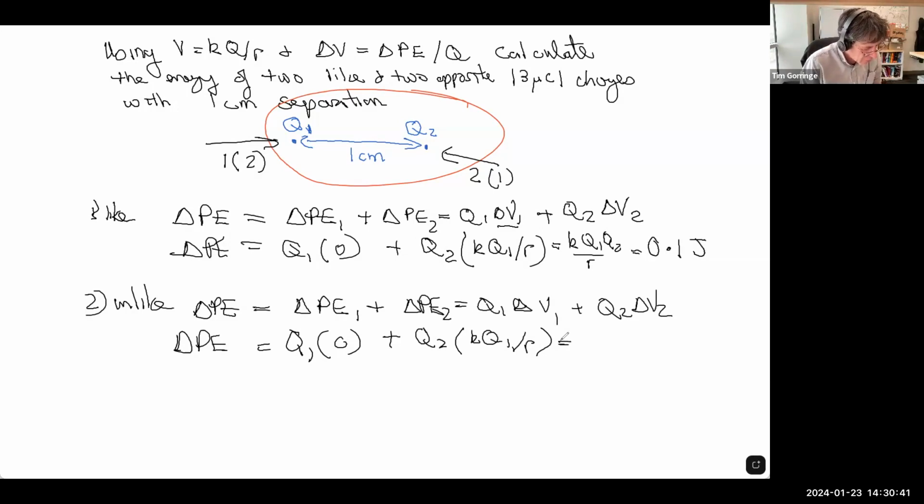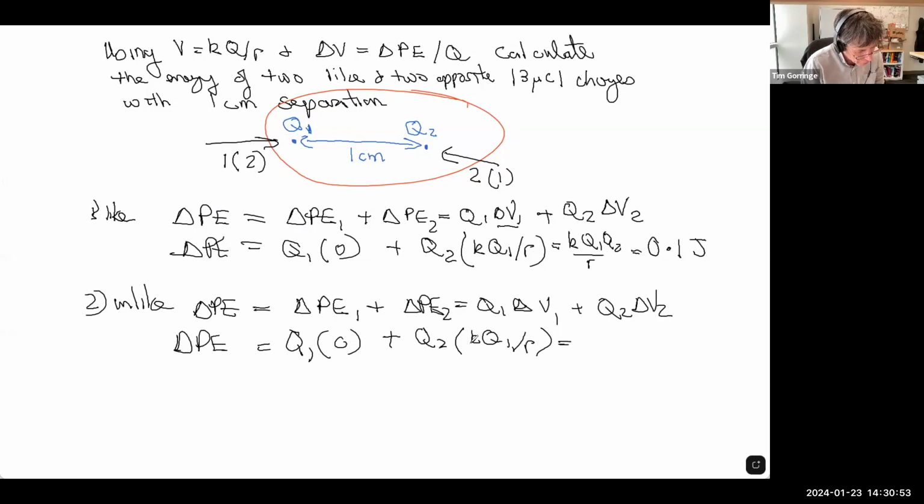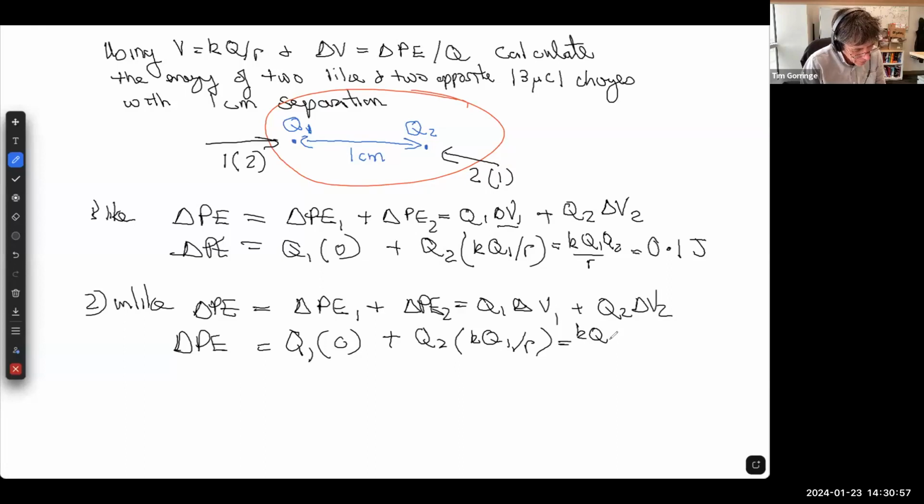And so now if we look at this equation again, we know the Q1, we know the Q2, we know the separation of the two charges, 1 centimeter, and of course we know the Coulomb constant. So we can just go ahead and calculate the result. I can write this more simply at this point. Again, it's just kQ1 times Q2 over r.